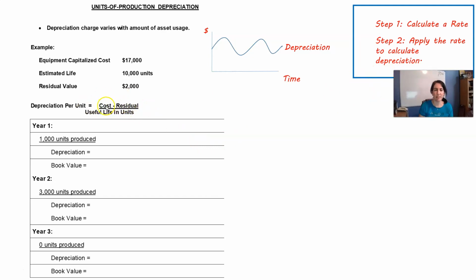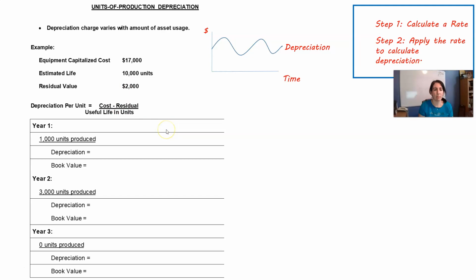It's the same numerator, it's the same depreciable base, cost minus residual value, but the denominator now is not based on time, it's the useful life in units. So if this was like a car, it'd be how many miles do we plan on driving the car over its entire lifetime with us? 100,000, 50,000, right? That would be that denominator there. In this case, we're looking at a piece of equipment, and we're saying that the equipment is going to produce 10,000 units. Right? Because equipment is, think manufacturing. It's going to put out 10,000 units of something.